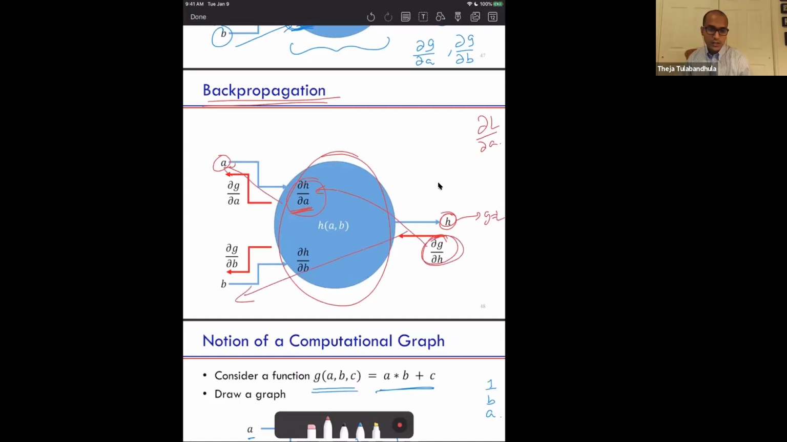As long as every node does this, from, let's say, the final computation L all the way back to whichever gradients you care about, here, let's say the gradient of G with respect to A, you can compute that just by doing these local computations at each node.